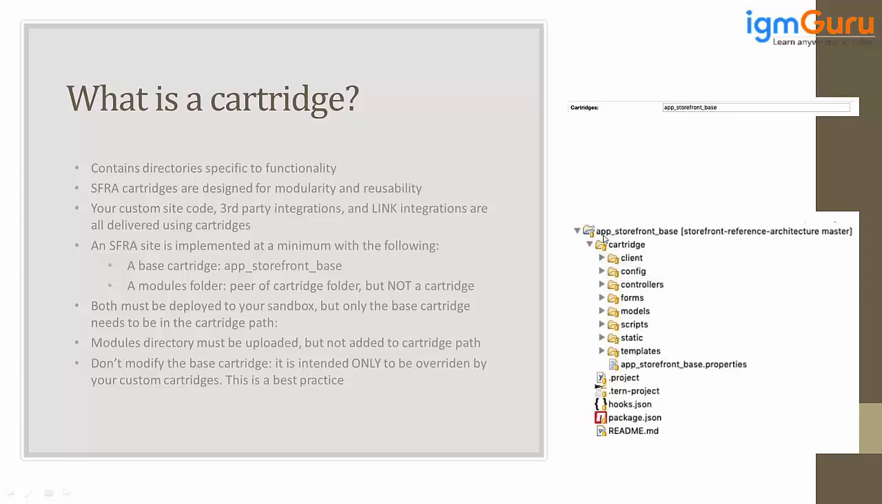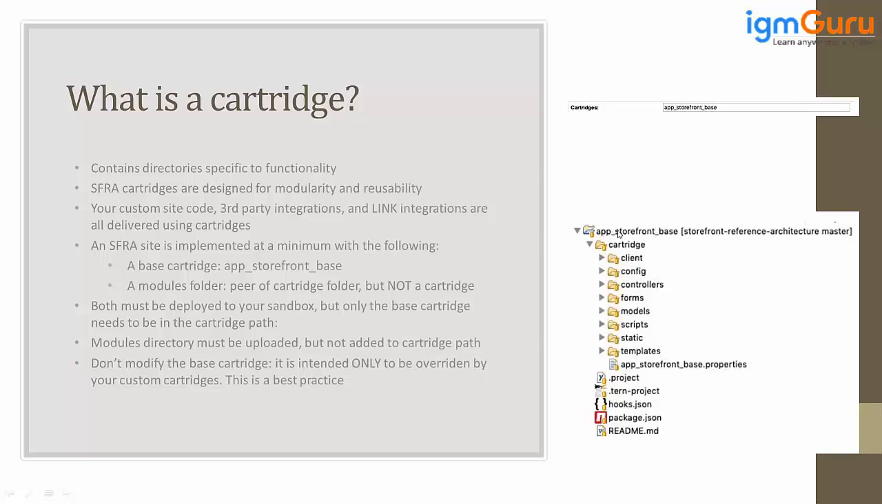See here, app_storefront_base, it's a base cartridge. Here you can read the name, storefront reference architecture. I am saying SFRA, right? The SFRA abbreviation is nothing but Storefront Reference Architecture. Previously I mentioned one more architecture, which does not have that much reusability, that is SGJC, the Salesforce JavaScript architecture. This one is a reference architecture. You need to understand this name and abbreviation.